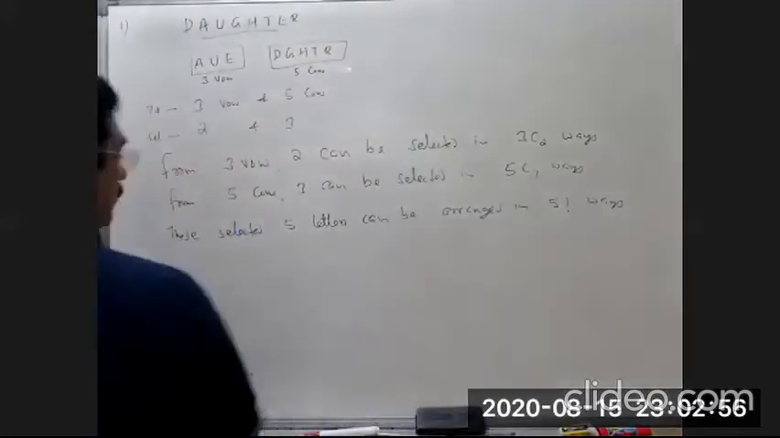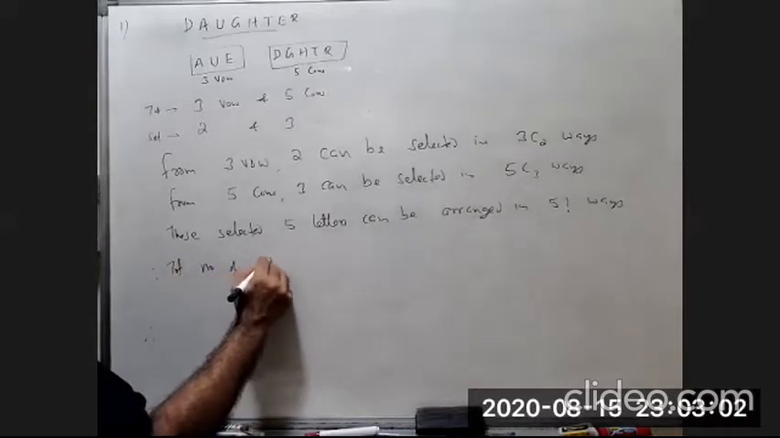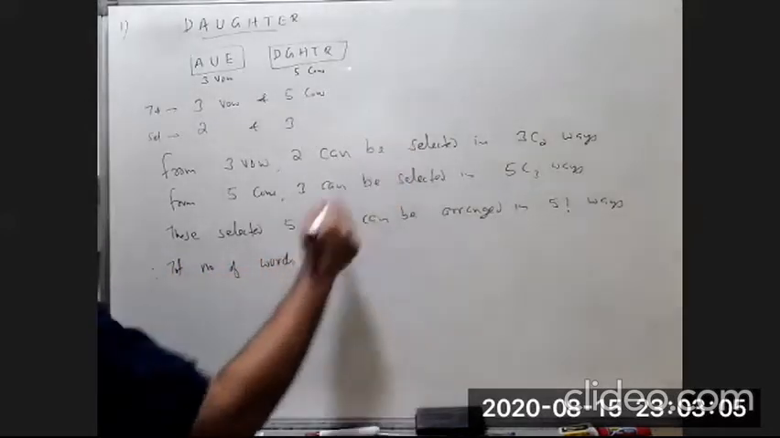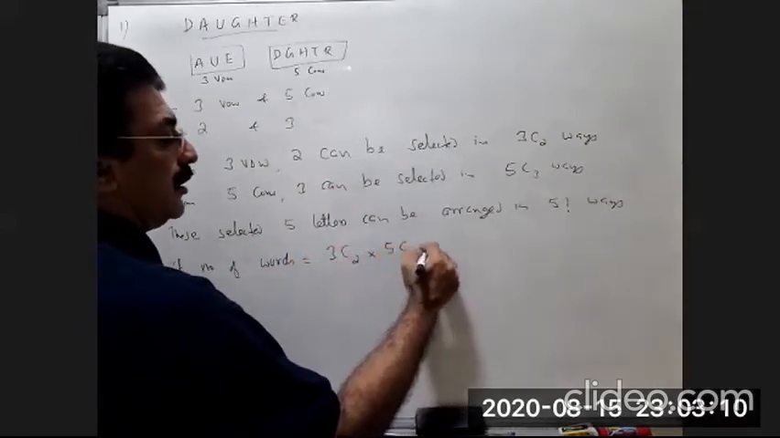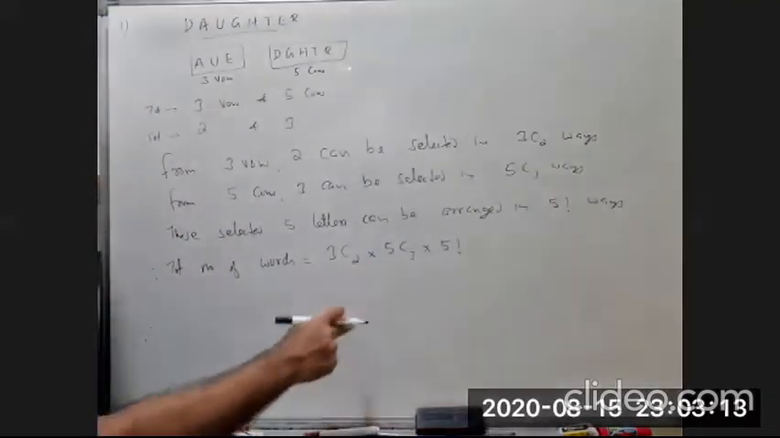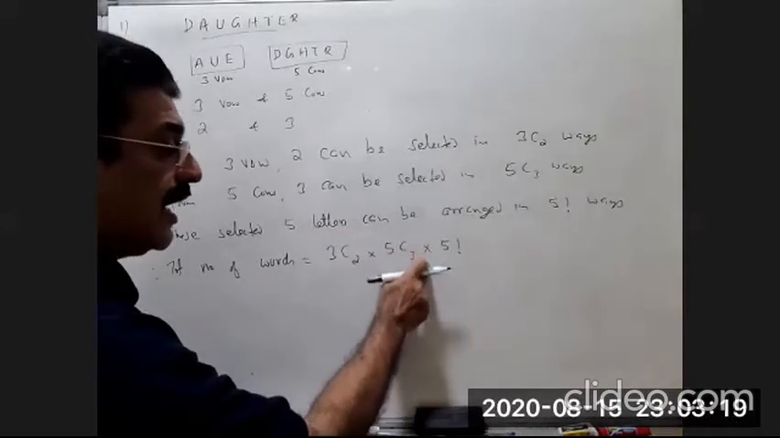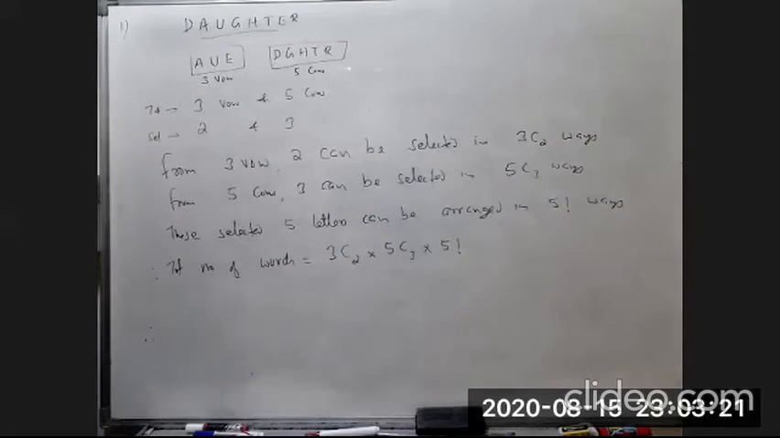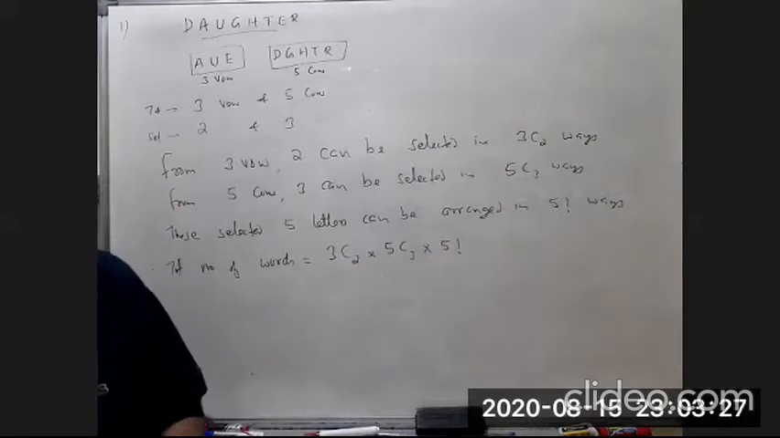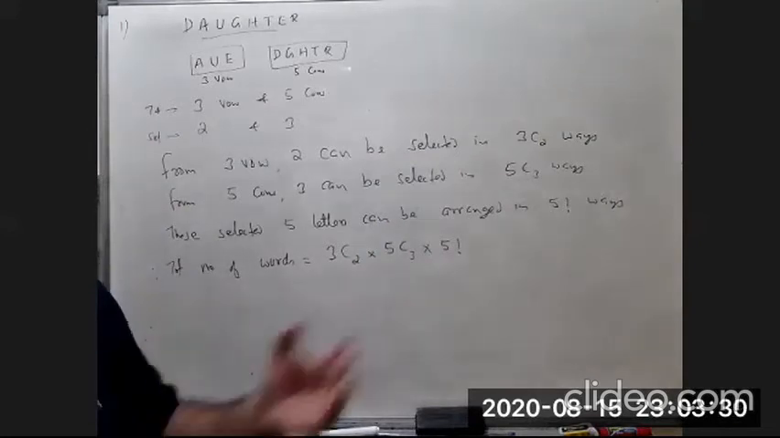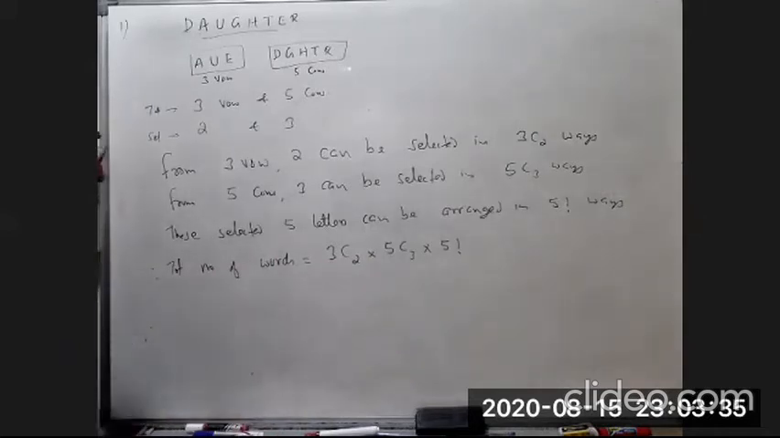So, therefore, total number of words is 3C2 into 5C3 into 5 factorial. Why is it into? Because we selected 2 vowels and 3 consonants and then we arranged them. So this process, if you are saying in simple language, in our mind, we can see that we use the connector 'and', and whenever 'and' is used, it is multiplication.